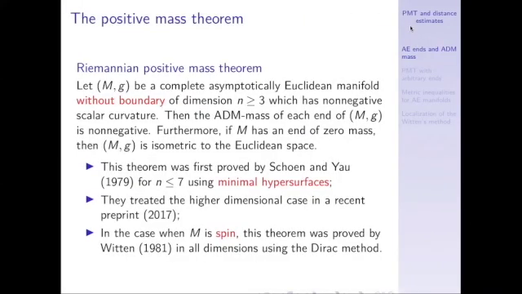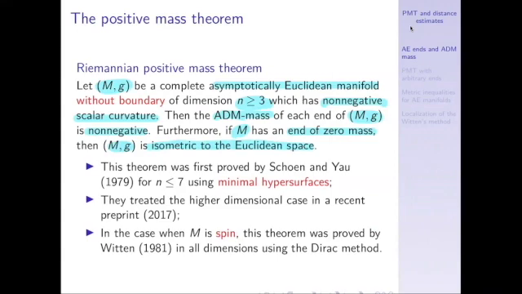We now state the positive mass theorem. So suppose that (M,g) is a complete asymptotically Euclidean Riemannian manifold without boundary of dimension at least 3, which has non-negative scalar curvature. Then the ADM mass of each end of M is non-negative as well. And moreover, there is a rigidity part stating that if M has an end of zero mass, then M is isometric to the Euclidean space.